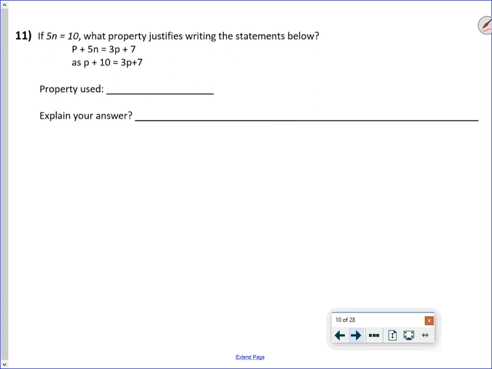So if 5n equals 10, what property justifies writing the expression below? So what changed was we substituted in. So that is the substitution property.